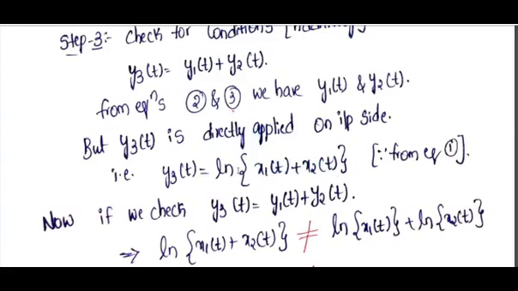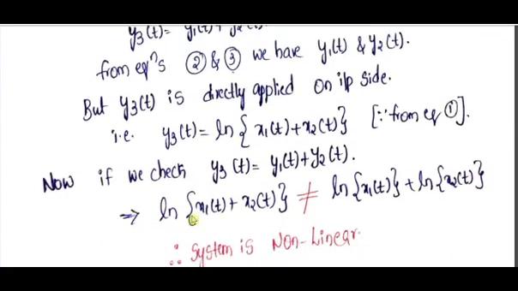Now, if I compare y3 of t with y1 plus y2, this is the condition: is logarithm of x1 plus x2, which I took from y3, equal to logarithm of x1 of t plus logarithm of x2 of t? By looking at it I can say it is not equal, because in mathematics logarithm of a plus b is not equal to log a plus log b. According to that rule, it is not obeying additivity. As it is not obeying additivity, it is non-linear.